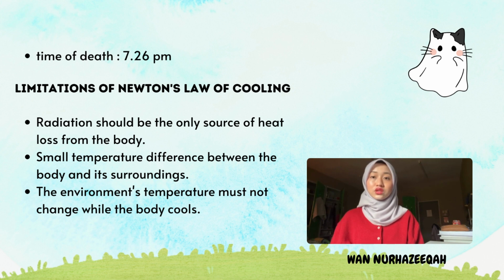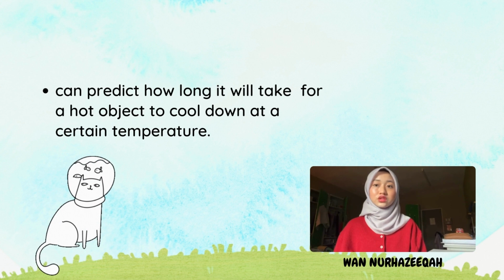In Newton's cooling law, there are some limitations, such as radiation should be the only source of heat loss from the body. Second, a small temperature difference between the body and its surroundings. Third, the surrounding temperature must stay the same while the body is cooling. So, from Newton's cooling law, we can predict how long it will take for a hot object to cool down to a certain temperature. So, in this question, we can know the time of death before the corpse was found.